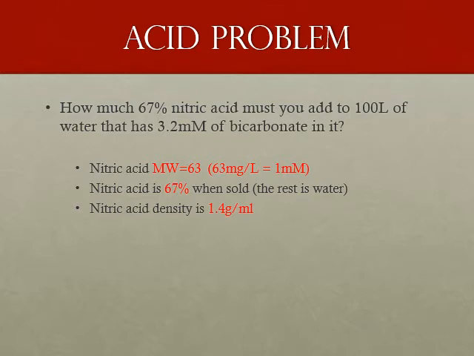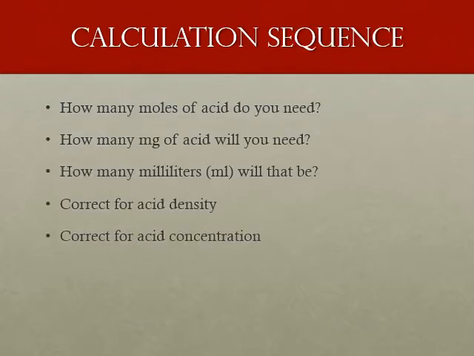So let's start with that. How many moles of acid do you need? We did that in the other slide. We calculated that we need 2.2 millimoles of acid because that will neutralize 2.2 millimoles of bicarbonate. So we start off with 3.2 millimoles of bicarbonate. We want 1, so we have to take away 2.2 millimoles of bicarbonate, which on a 1-for-1 reaction means we have to get 2.2 millimoles of acid. Okay, so let's move on.